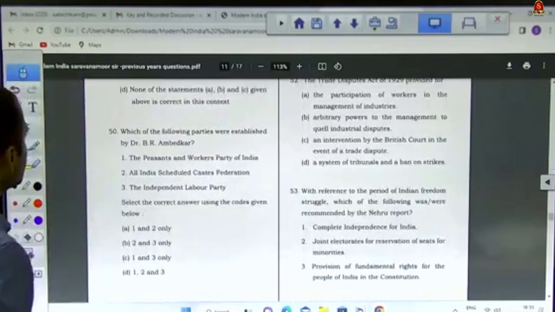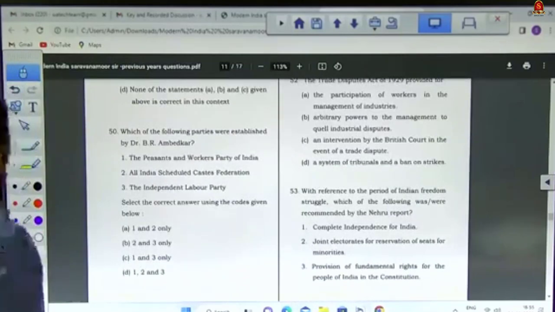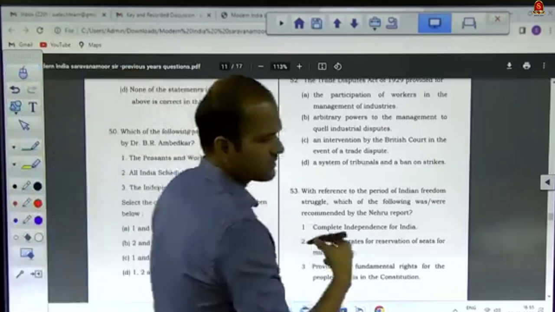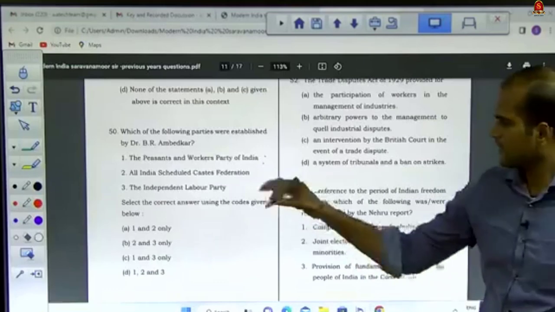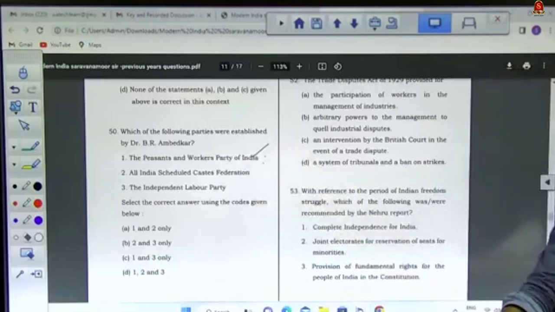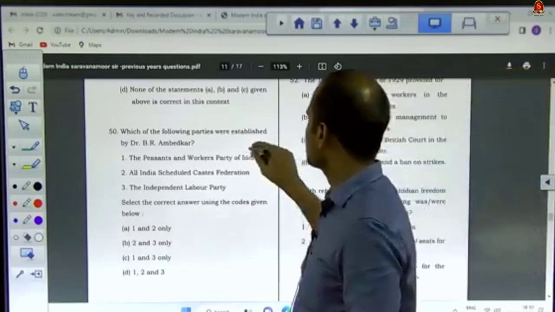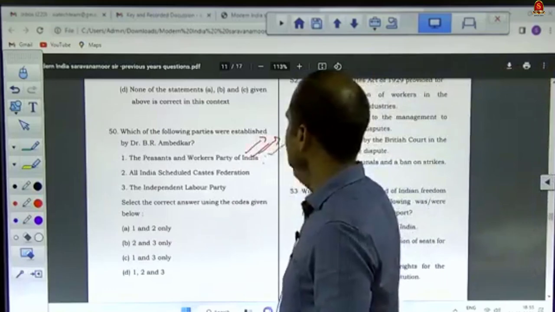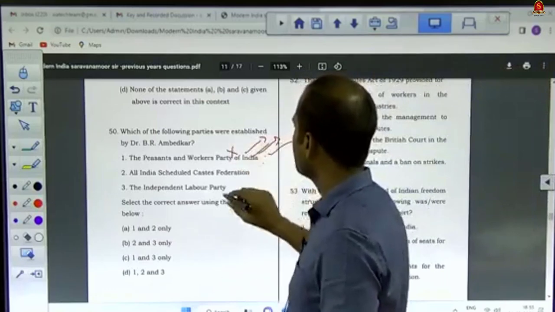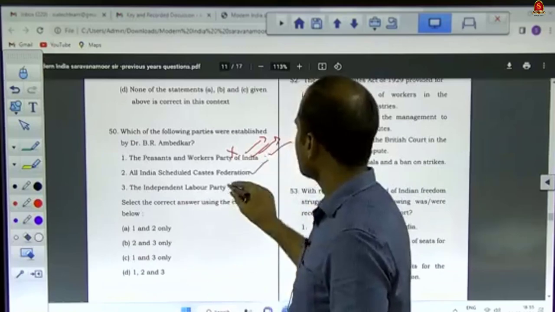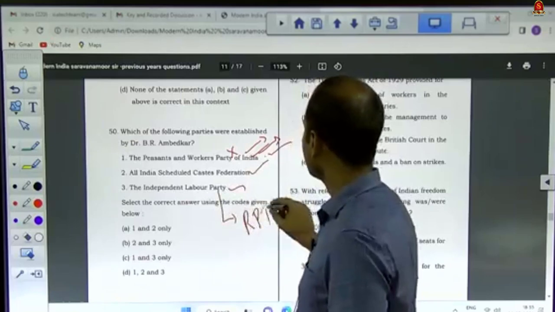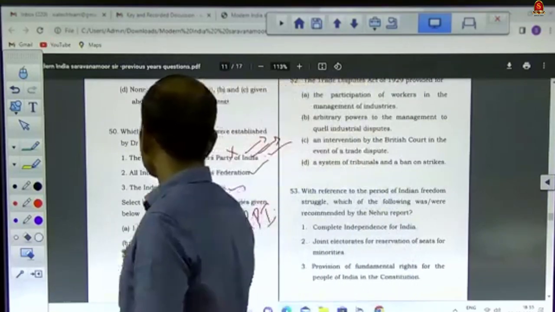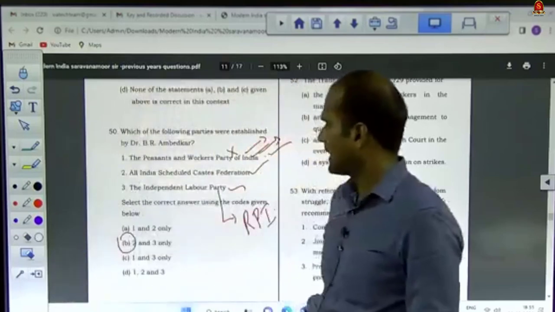Next. Which of the following parties were established? The Peasants and Workers' Party at the time of independence, 1947, by Tulsidas Jadhav, Keshavrao Jedhe, these people started. So, not Ambedkar. All India Scheduled Caste Federation, correct? An Independent Labour Party. Yes, this only is now called the Republican Party of India. Thus, one is wrong, 2 and 3 are right.